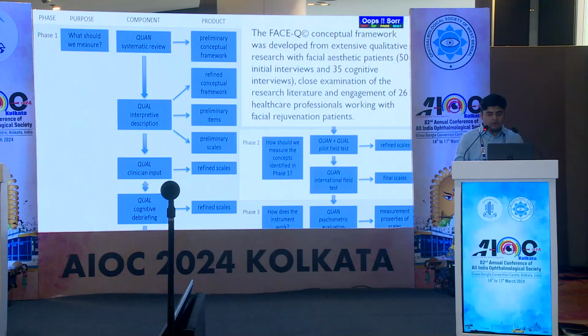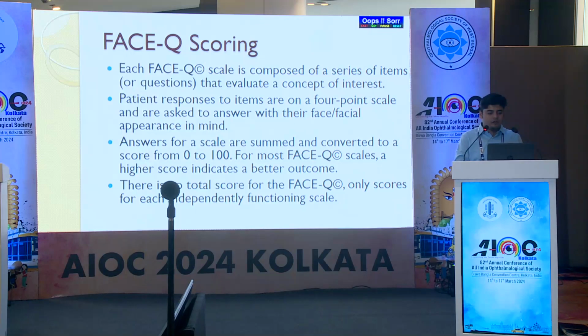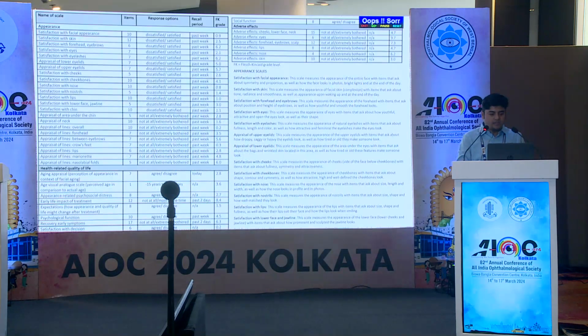This is a framework about how there is qualitative and quantitative research for the FACE-Q conceptual framework, and there are a series of items, and a patient is asked to respond on a 4-point scale, and answers are summed up to convert to a score of 0 to 100. For most of the scales, a higher score indicates a better outcome. There is no total score, only scores of the individual functioning scale.